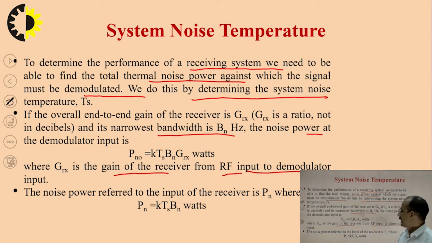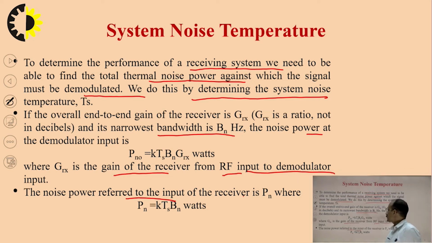So similarly, noise power referred to input is Pn = kTnBn. Now, to determine the performance of the receiving system, we need to be able to find the total thermal noise power against which the signal must be demodulated. So we have to calculate the Ts.